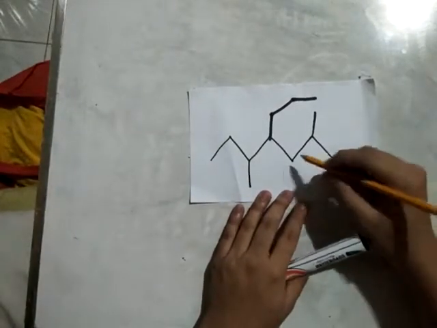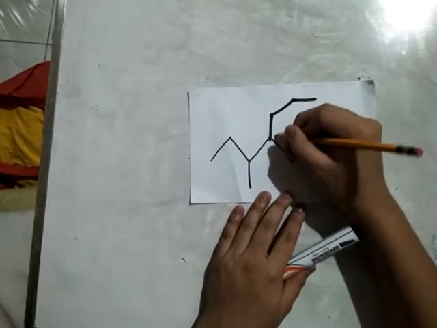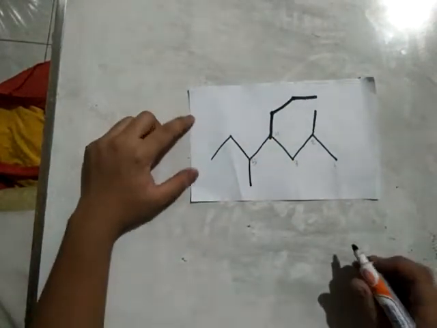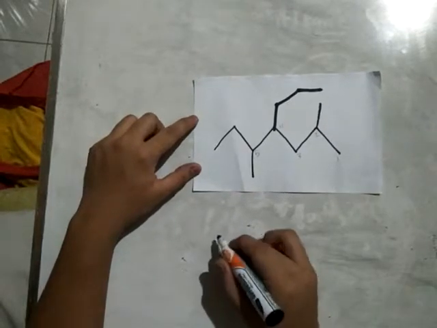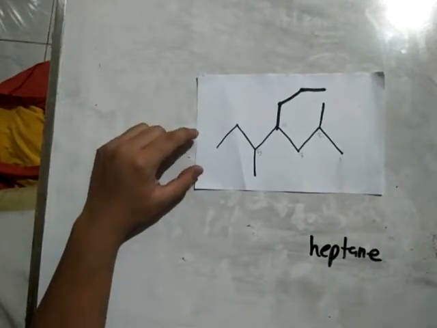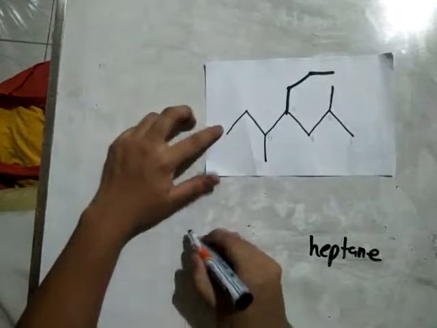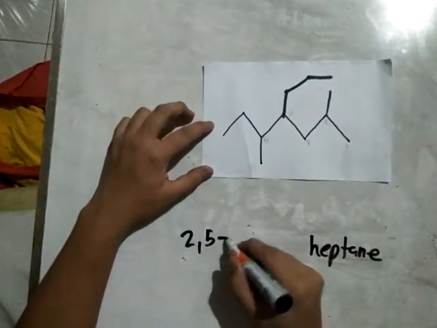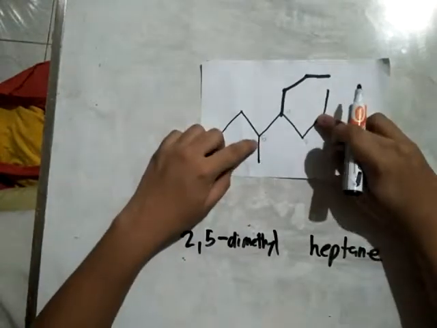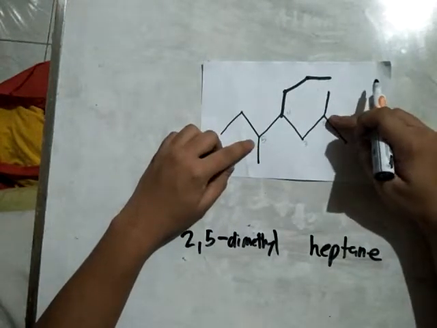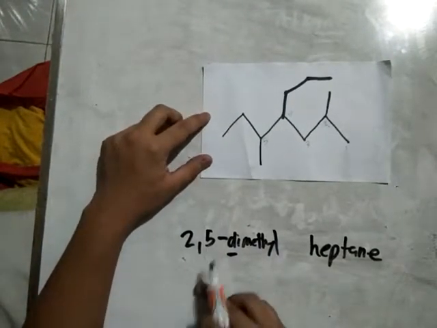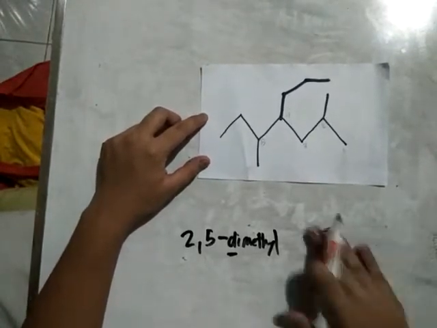Number from here. Why? Lowest number. So this is 2 carbon, 4 carbon. Wait, let me just 1, 2, 3, 4, 5. Okay, let's have this. This is 7 carbon, so this is heptane. Now, since there are two methyl groups, let's name them. 2,5-dimethyl. 2,5 indicating where those methyl groups are. Here, this 2 and 5. Di to indicate there are two methyl groups, that's in the 2 carbon and the 5 carbon. 2,5-dimethyl. Let's erase this for a while.